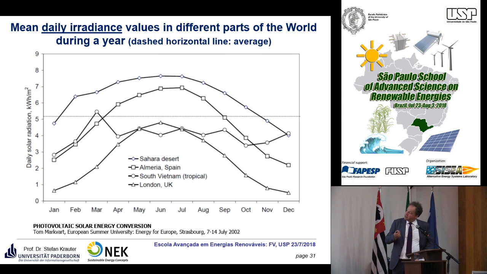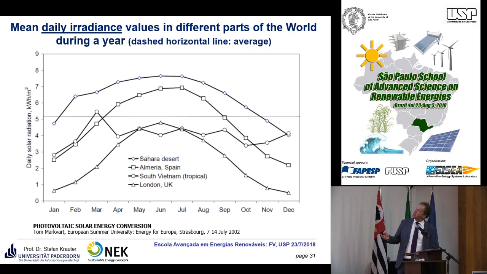What I said, the most important is the global irradiance, and this you see for different locations on the planet over the year. We start in January here, go to the Sahara Desert, it's winter there, and irradiance is about 5 kilowatt hours per square meter per day. So it's daily irradiance. If you put a half square meter panel to the sun, it receives 5 kilowatt hours. If you convert it with an efficiency of 10% in the photovoltaics, you would have half a kilowatt hour coming out of it.